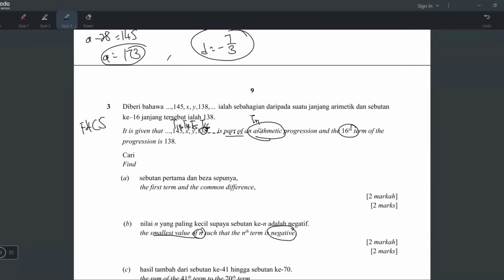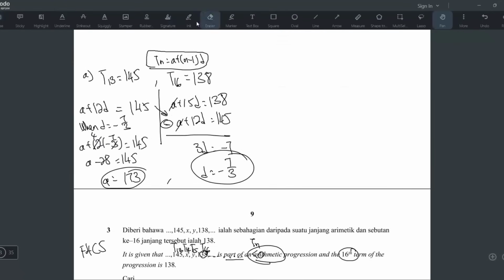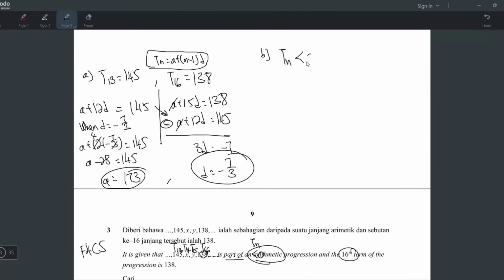So it means Tn is less than 0. Negative means your value will be smaller than 0. So what do you do now? You set Tn smaller than 0 and then find n. So that's what it means by finding the smallest value of n when the nth term is negative. Since we don't know which term will be negative, n is unknown, but we do know that the nth term must be negative, so Tn must be less than 0. And you just find n.